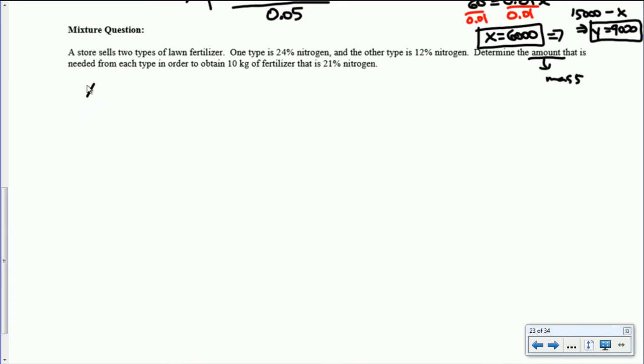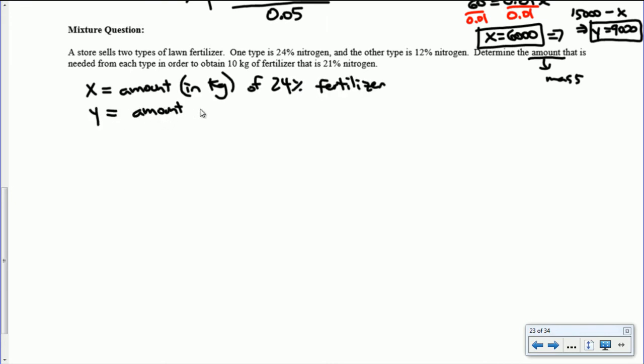So X we'll call as the amount in kilograms of the 24% fertilizer, and we'll let Y be the amount, again in kilograms, of the 12% fertilizer. Good, we got our variables defined. We need to collect 10 kilograms, so this plus that need to add to 10. So they need to add to 10 kilograms.